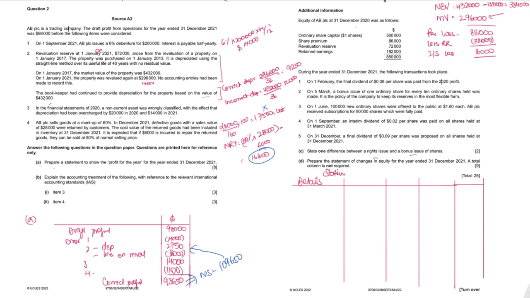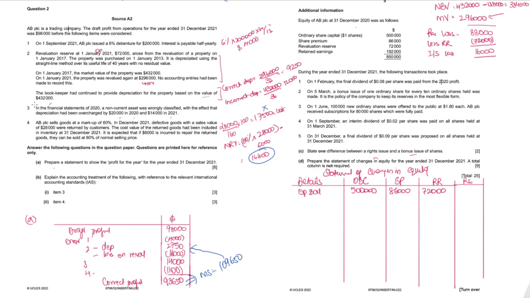So we can give the heading on top, statement of changes in equity. I will just use abbreviations here, but in the exam please don't use abbreviations. And retained earnings. Opening balance 500,000, 86,000, 72,000, and retained earnings is 192,000.